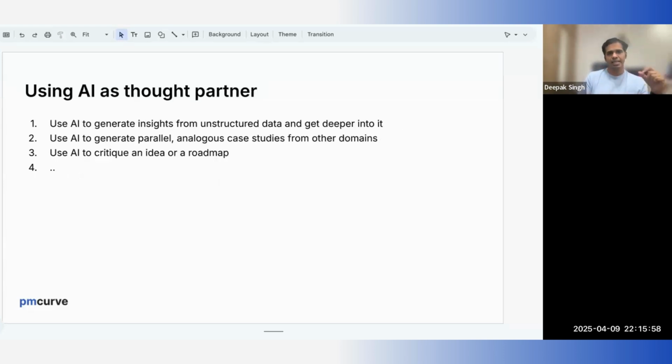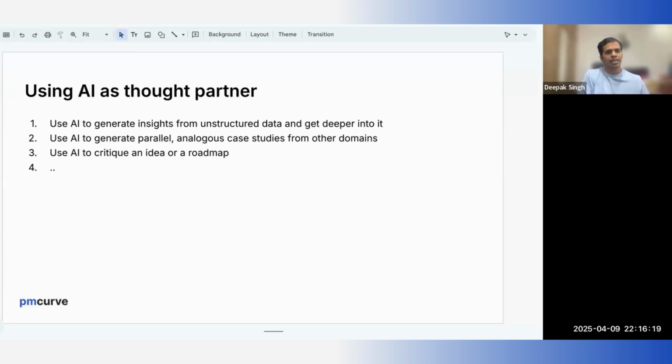The second is use AI as a thought partner. You don't need to use AI only to get things done. Can you use it to generate insights from data? Sometimes I'll just take a lot of reviews, ratings, and all this data, feed it into AI, and start chatting with it. And that is very, very useful, right?